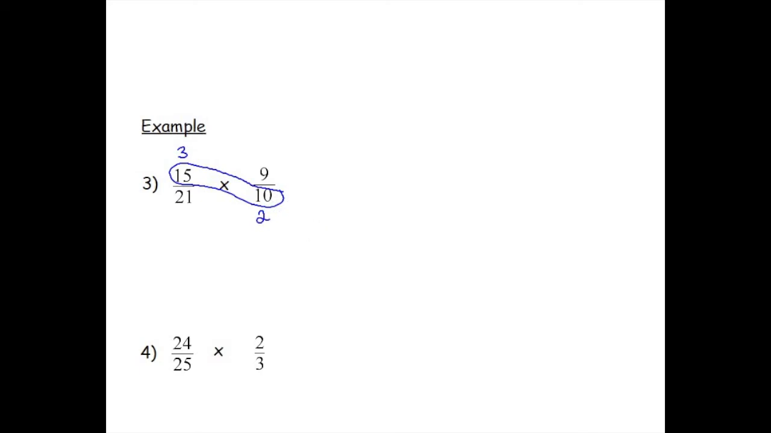Let's have a look at the other numbers, so 21 and 9. What goes into both of those? Well, in this case, 3 is the biggest number that goes into those. So 21 divided by 3 is 7, and 9 divided by 3 is 3. So the fractions we had ended up with are 3 over 7 multiplied by 3 over 2.